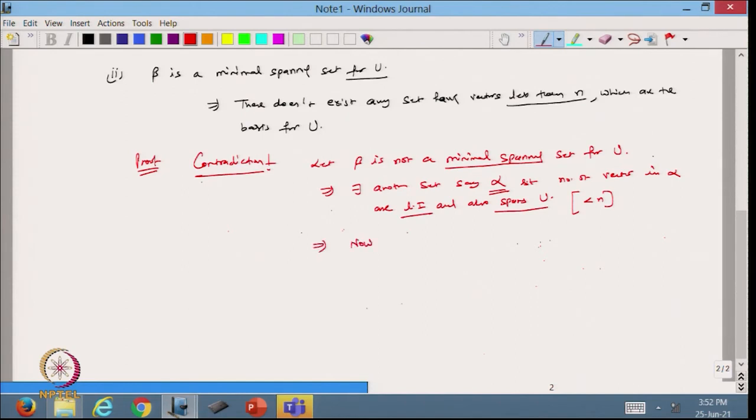Now alpha contains n number of linearly independent vectors.